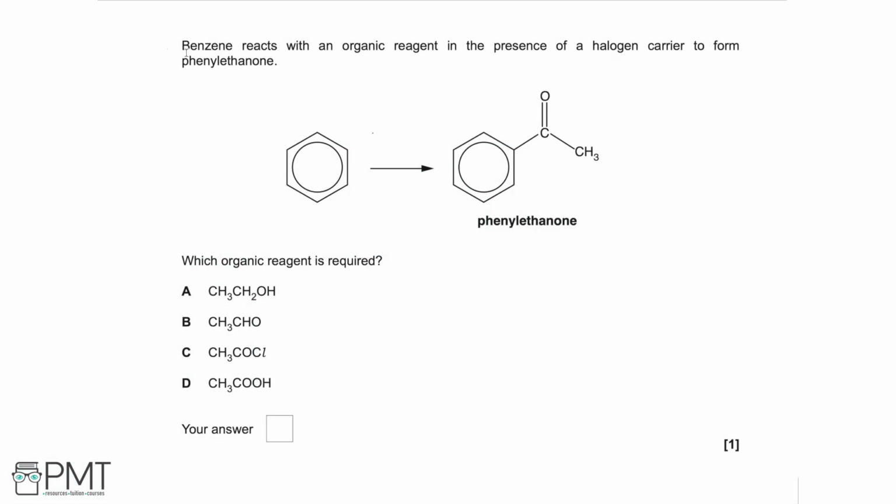In this question, we're told that benzene reacts with an organic reagent in the presence of a halogen carrier to form phenylethanone. So here's the overall reaction. We're going from benzene to phenylethanone. So what's changing? Well, we are going to be swapping out this hydrogen for this carbonyl group. And we need to think about how that's going to happen, and this is an electrophilic substitution mechanism.